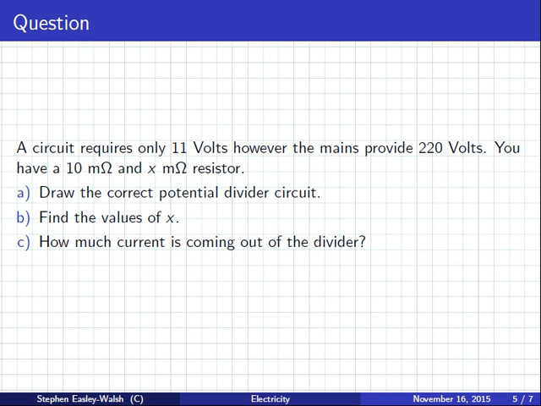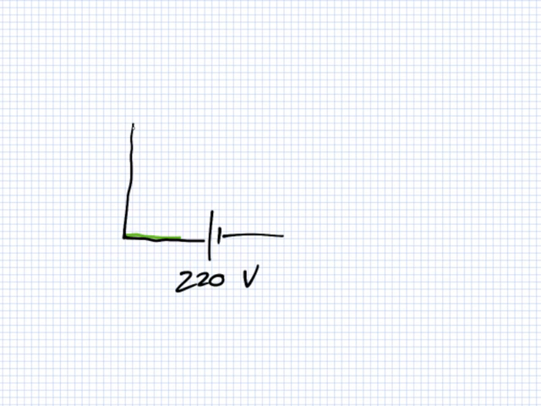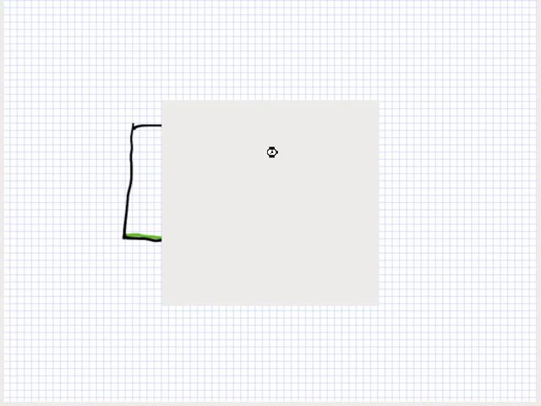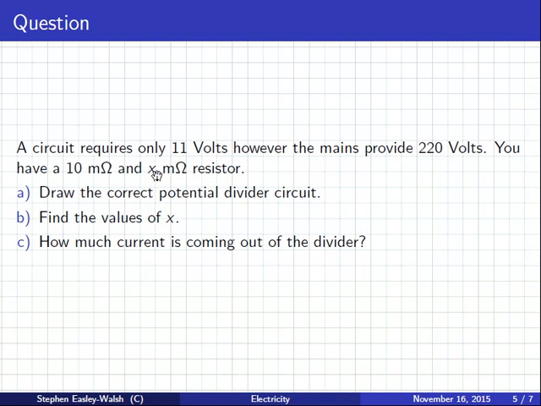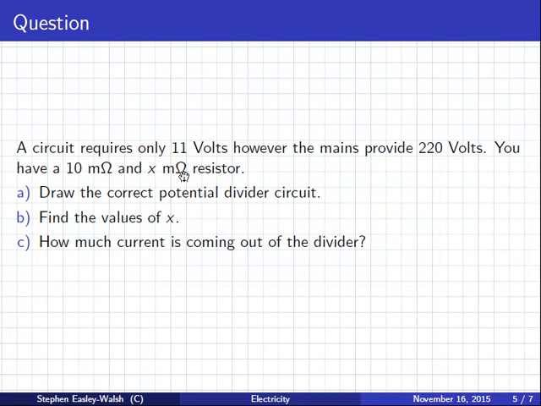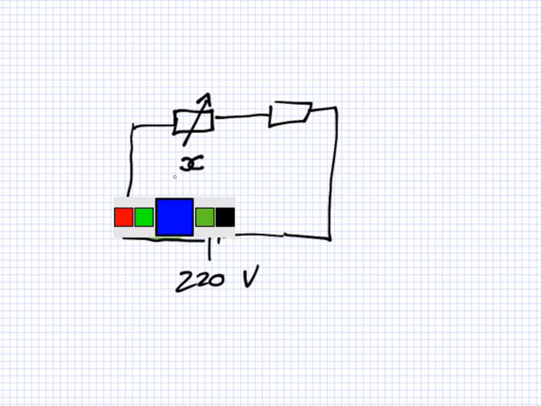Okay, so let's draw this problem now. So what we have is a voltage of 220. And here we have a resistance and here we have a resistance. How big is the first resistance? It's 10. Now because the X is here, I'm going to call this one the one that we can change, the X. Now this is X milliohms. So that's X.